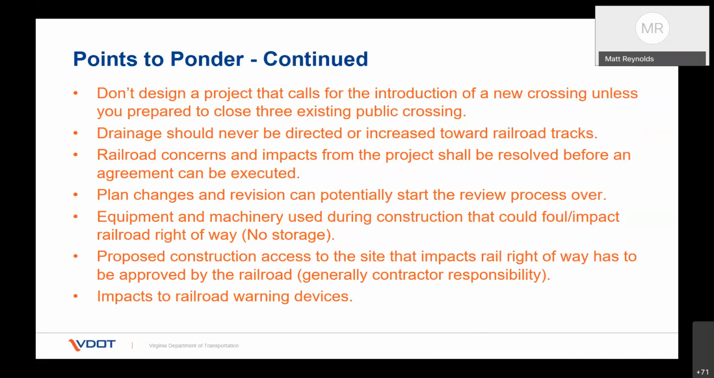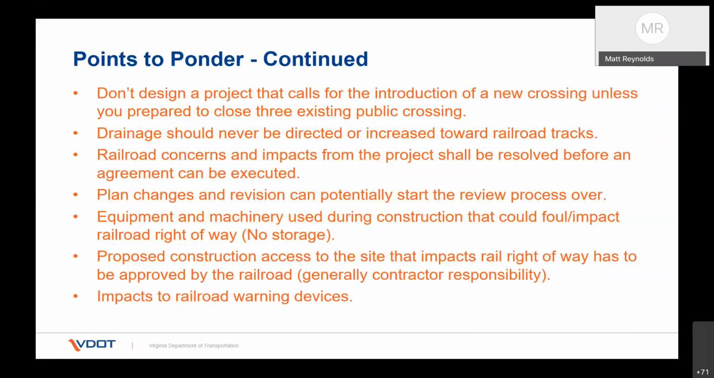Railroad concerns and impacts from the project shall be resolved before an agreement can be executed. That's pretty common sense. Plan changes and revisions that I was speaking to can potentially start the review process over. So try to limit any plan changes or revisions that do impact the railroad, whether it's over, next to, or across. Equipment and machinery used during construction could foul or impact railroad right-of-way. You can't store it beside the railroad right-of-way if it can tip onto the right-of-way, such as a crane, or any materials that may fall or otherwise foul the tracks or the right-of-way for their access.